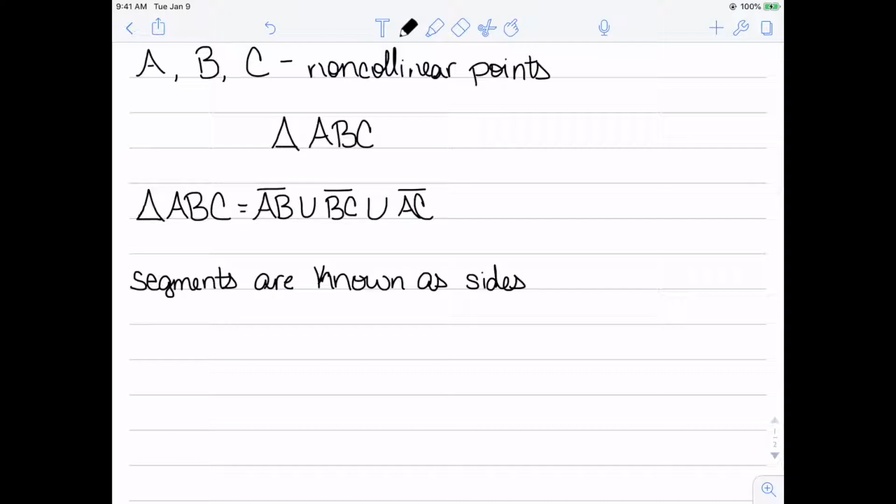And these 3 segments are known as the sides of the triangle. And the original 3 points are known as the vertices. So this is the basic idea of a triangle. We have 3 segments known as the sides, and then the 3 points known as the vertices.